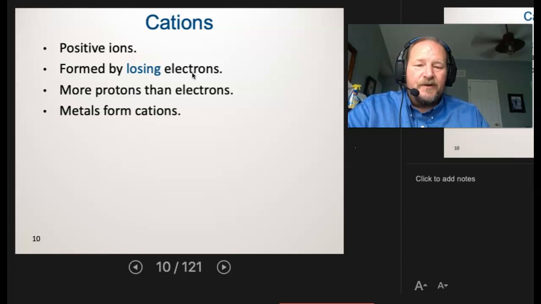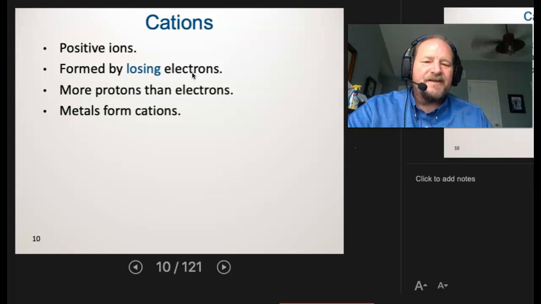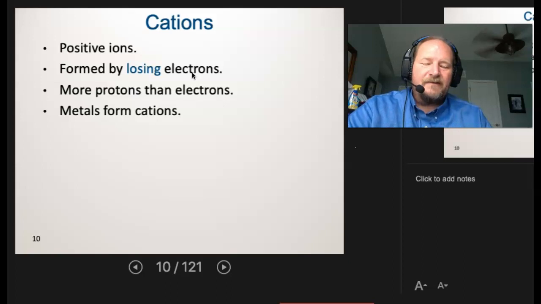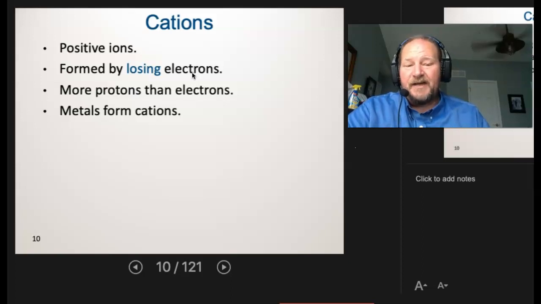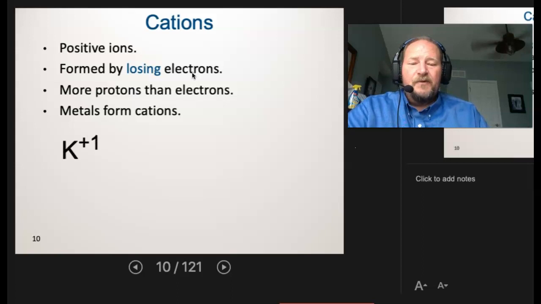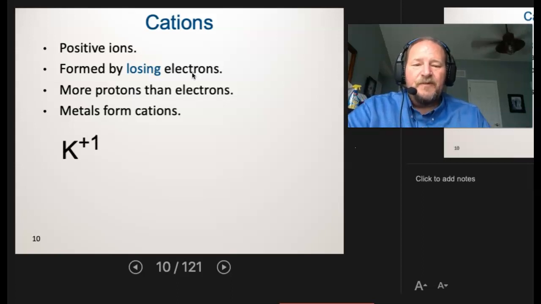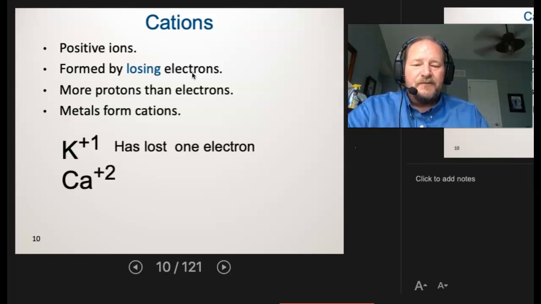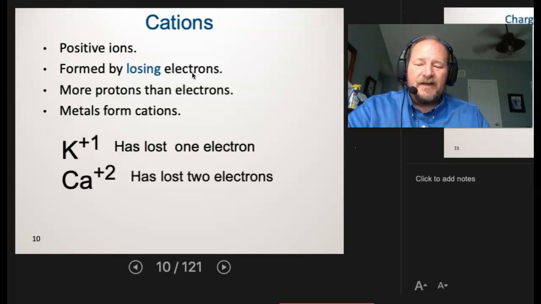So remember when I said you want to know that stair-step line on your periodic table? This is one of the reasons why. Anything to the left of that stair-step is going to be a positive ion. Anything to the right of the stair-step is going to be a negative ion. So it's telling you already the difference between your metals and your nonmetals, and now the differences in your charges, positive or negative. The symbol is the same way. So here we have potassium with a +1. That's telling us that the potassium has lost 1 electron. Calcium with a +2 means calcium has lost 2 electrons. So far, so good, I hope.